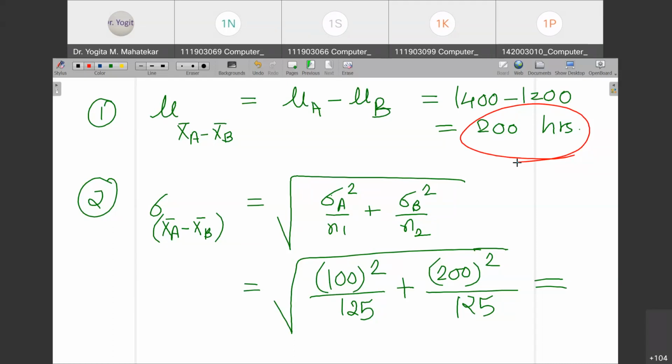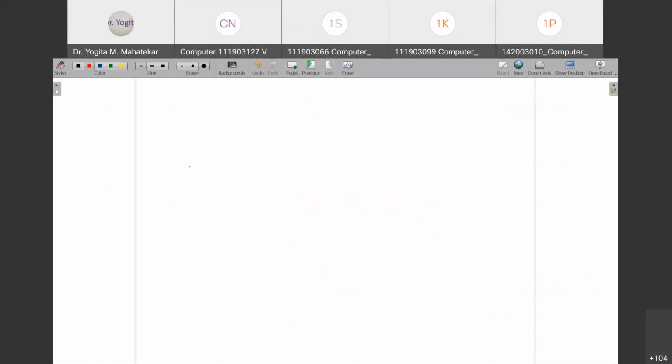Am I audible? Yes, 20 hours is the standard deviation of the difference of means. Now, how will you approximate? This is your third step. Now approximate it with Z.